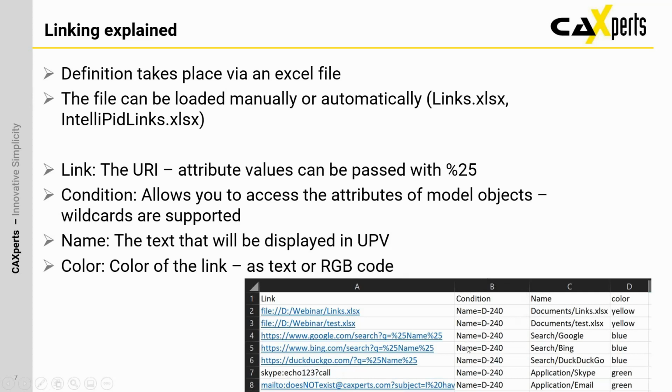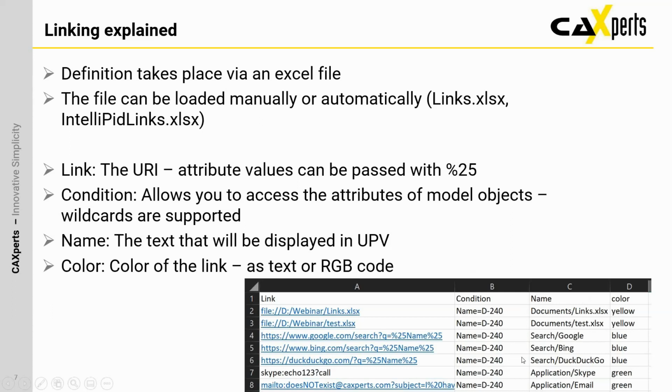The second column in the link file is the condition. So this controls which objects in the session should get the link. In my example here, I've always used the name attribute and I was using equals D-240. So this is basically searching for all the items in the session having the name D-240, and all those items will get those links. But you can use any attribute in here. It's also possible to use wildcards. So you could have a pipeline equals asterisk or something like this. This is the same condition as you are used to from our color files or other files that we can load.